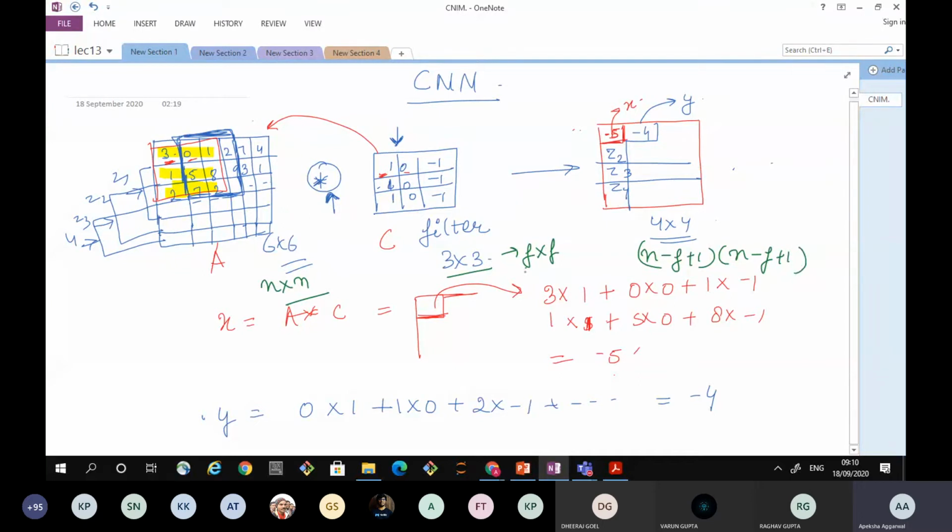So here n minus f plus 1 is 6 minus 3 plus 1, that is 4. So if my filter size is, I'm setting suppose 5 for a 5x5 filter, so it would be 6 minus 5 plus 1. So my output image size is reduced to 2. So output image size is 2 cross 2. Here output size is 4 cross 4. Okay. So this is the formula to calculate the output size of the image.